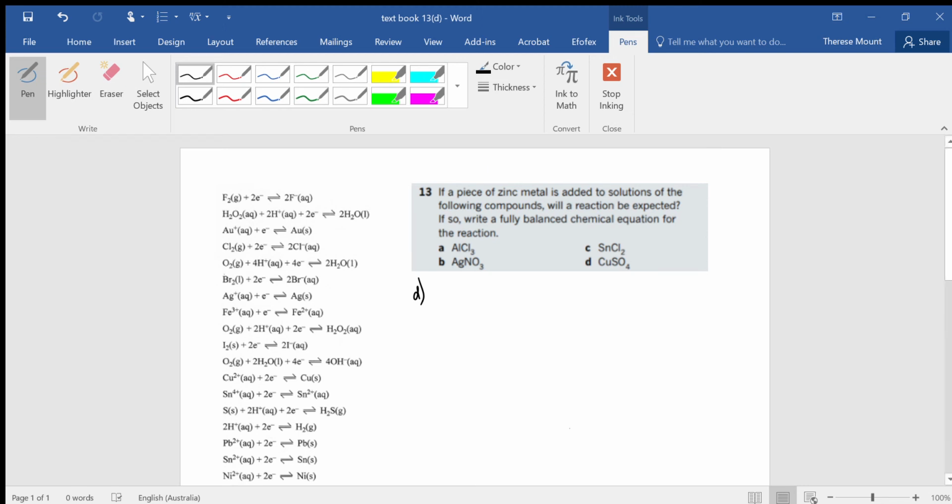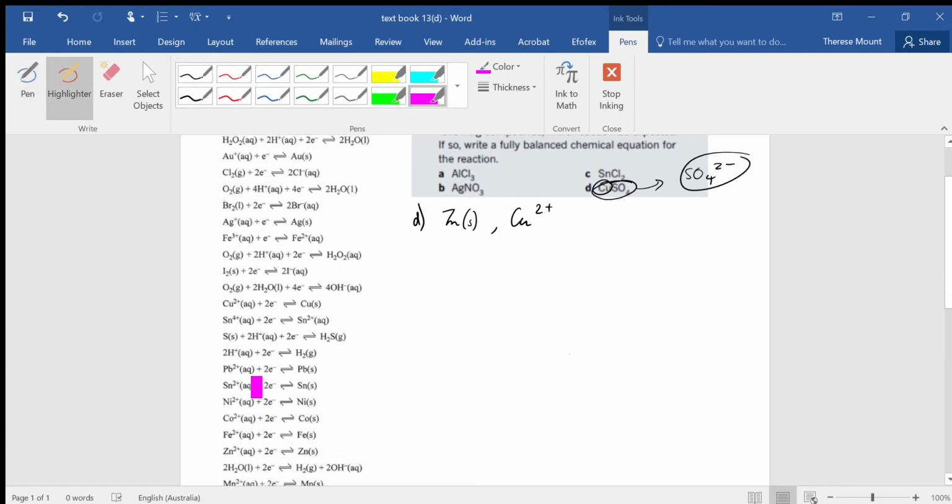All right, so 13D, we've got our zinc metal here, and we want to know if it will react with this solution. The sulfate ions are spectators, so we're dealing with the copper metal, the copper ions. We've got our metal solid and we've got our metal ions. We need to locate these in our table and see if we get a reaction between them.